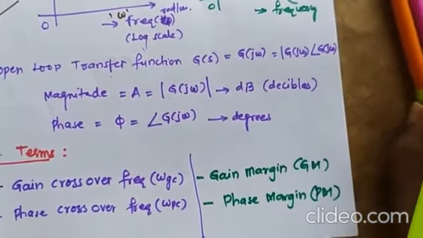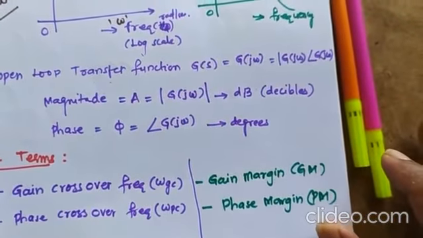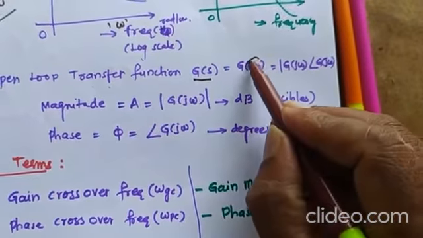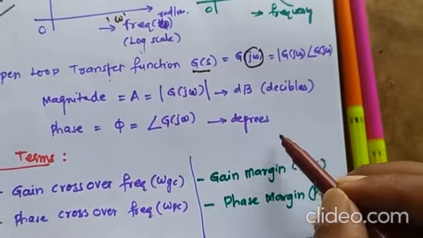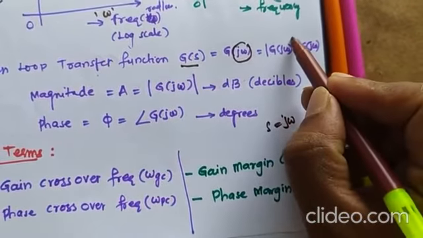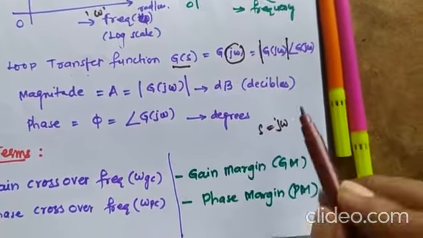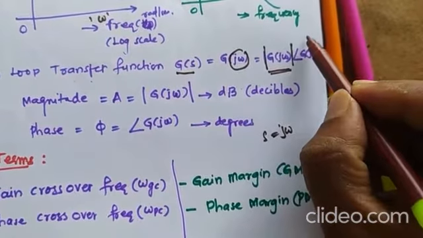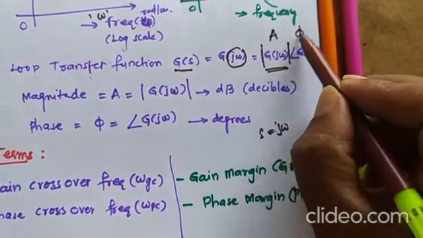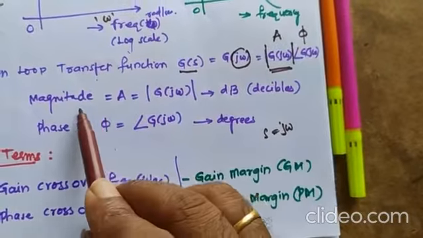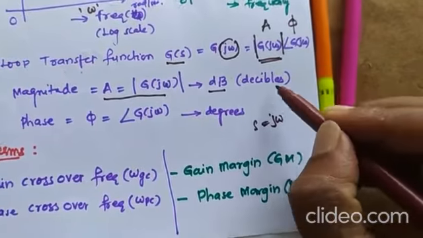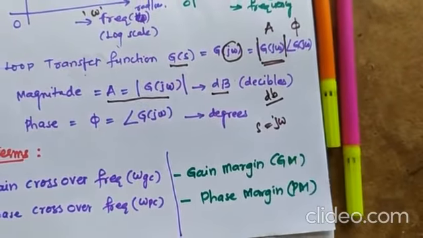Generally, suppose we have taken an open loop transfer function G(s), where s is replaced by j omega, so we get G(j omega). We can write this in terms of two terms: one is the magnitude and the other is the phase. The magnitude is always measured in decibels, that is dB.